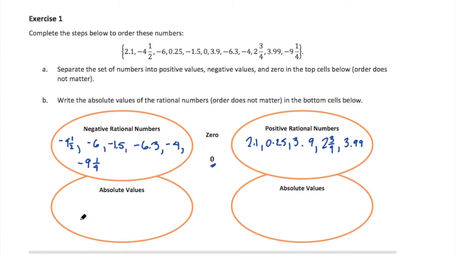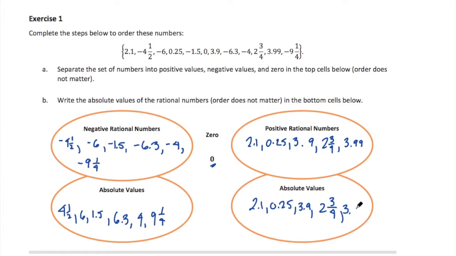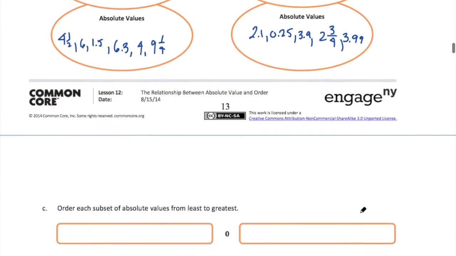Okay, so now we're going to take the absolute values of this set. So the absolute value of negative 4.5 is 4.5, 6, 1.5, 6.3, 4, 9.25. Good. The absolute value of the positive numbers stays all the same, so nothing changes here. Those are still the same values.